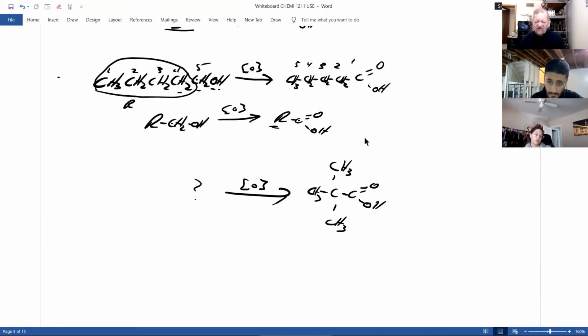What would I oxidize to make that molecule? Remember, I will have a couple synthesis problems on test 3, like I'm going to be doing in test 2. So here's some practice.